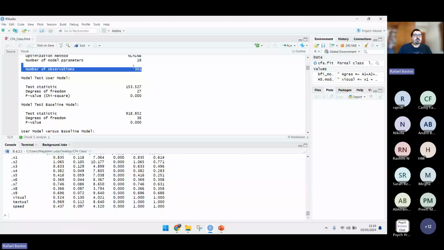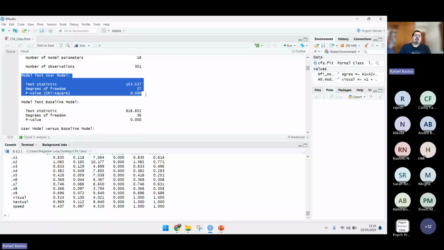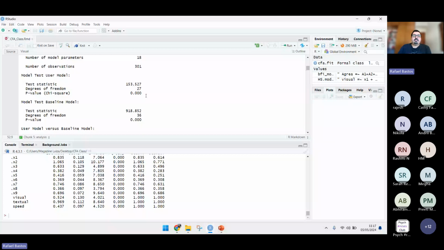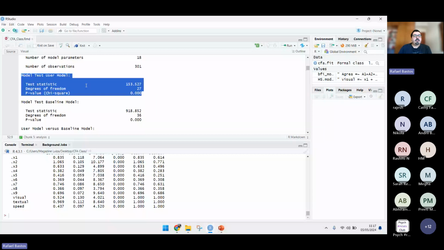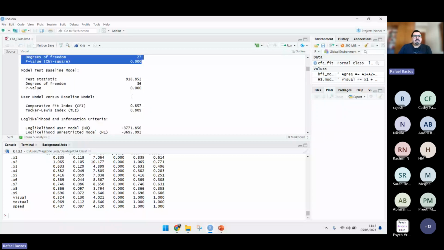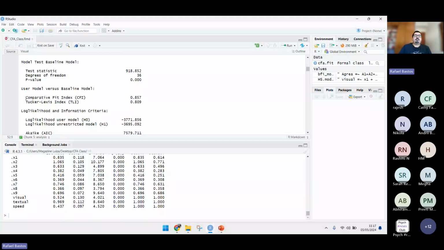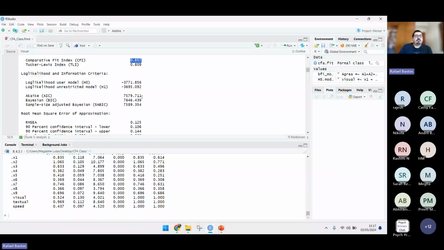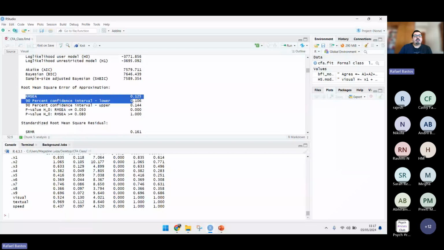And the model test user model is the chi-square goodness of fit index. It's not usually used, but it's reported. So we report this because the other fit indexes are based on the chi-square. And we have this CFI and TLI here below. In the interpretation of this, we would say that this model is not the best model to explain the data since it's not above 0.95. And below we also have the root mean square error of approximation, where it's also not a good fit for this model, for this data, since it's not below 0.06.